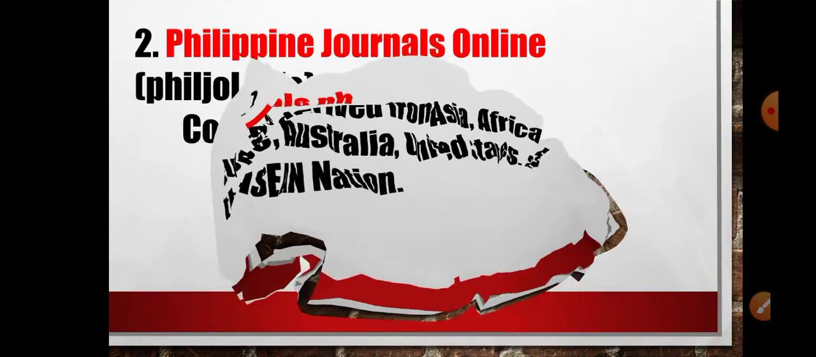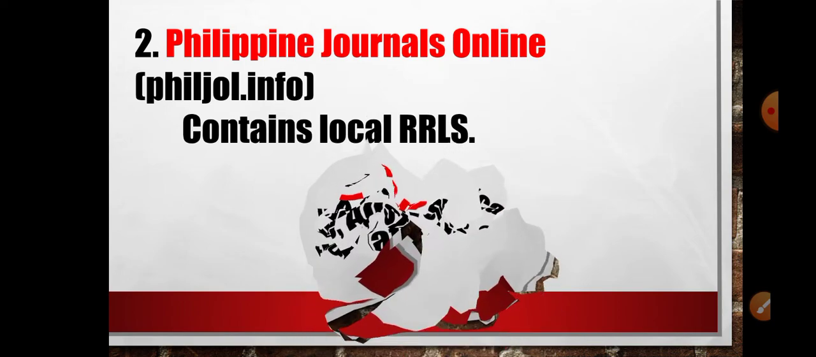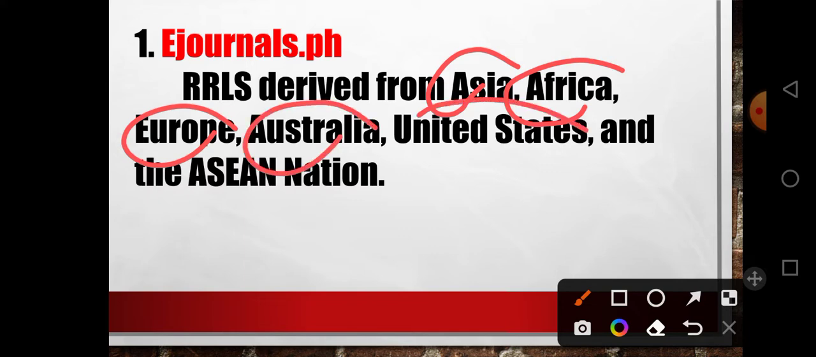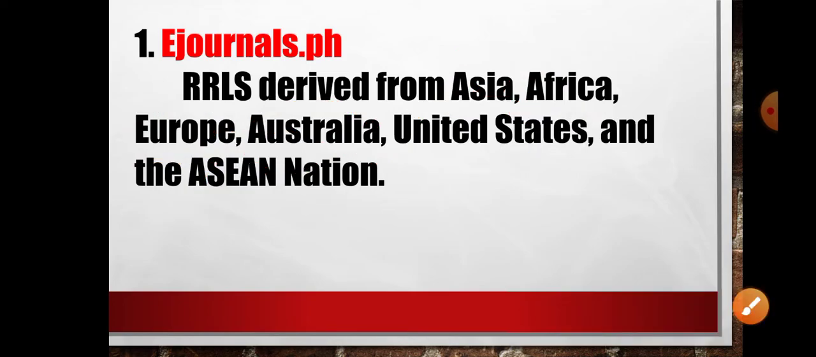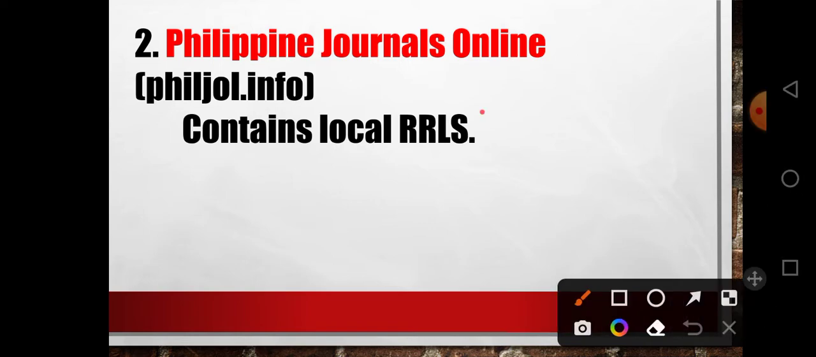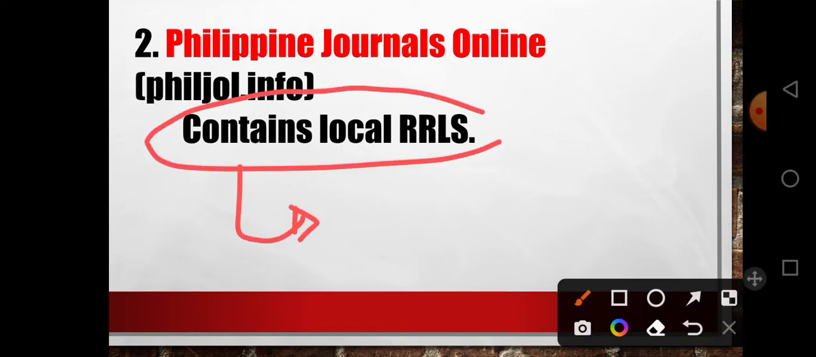So ejournals.ph is an RRL website where you can derive sources coming from Asia, Africa, Europe, Australia, United States, and the ASEAN nation. So it's a collection, or a library, of e-references or e-journals. Okay, next. We also have Philippine Journals Online or philjol.info. So philjol.info contains local RRLs, or RRLs that are derived from the Philippines.